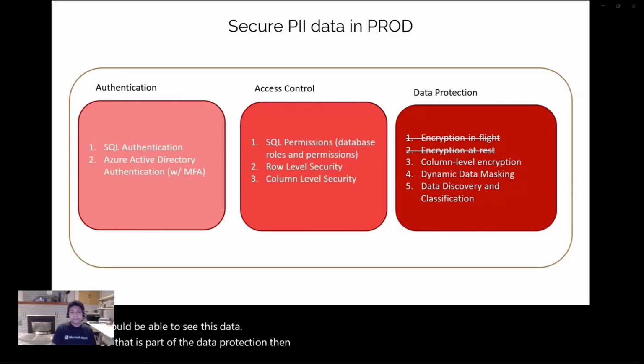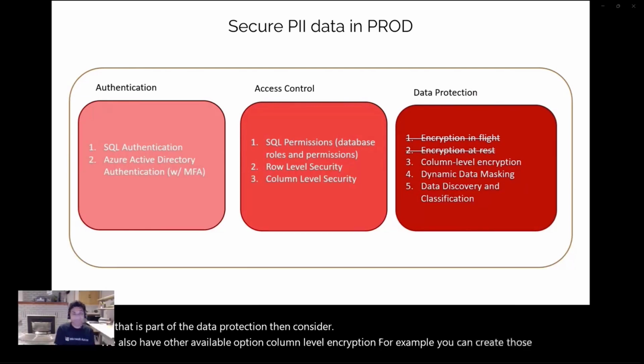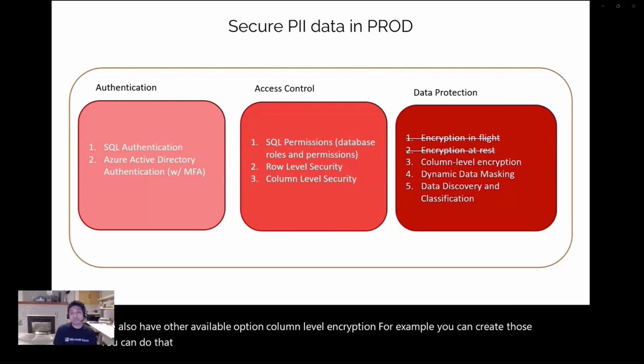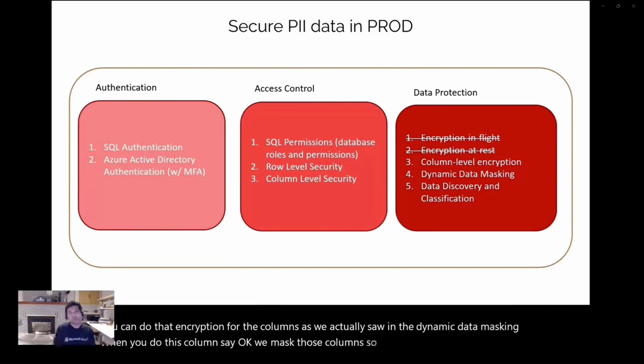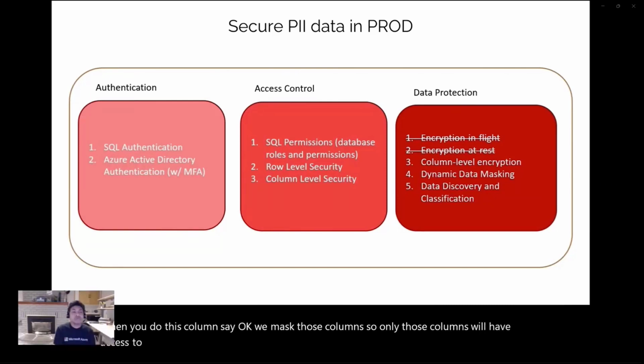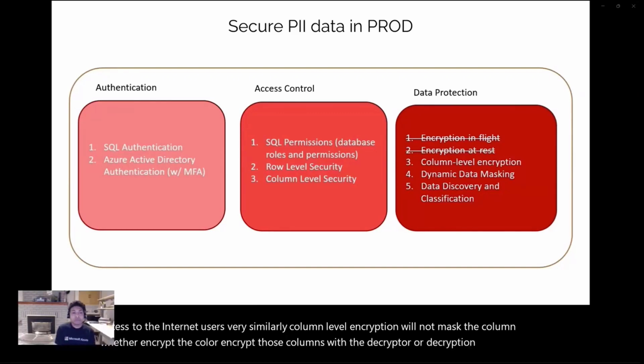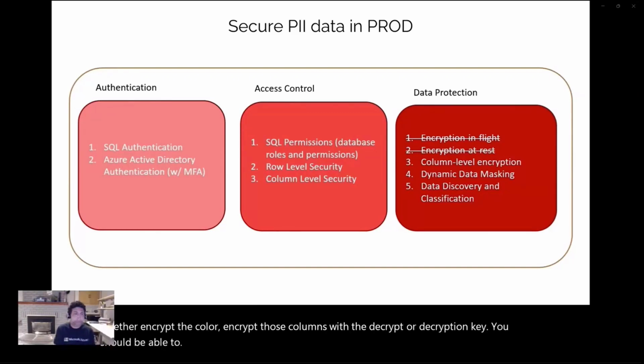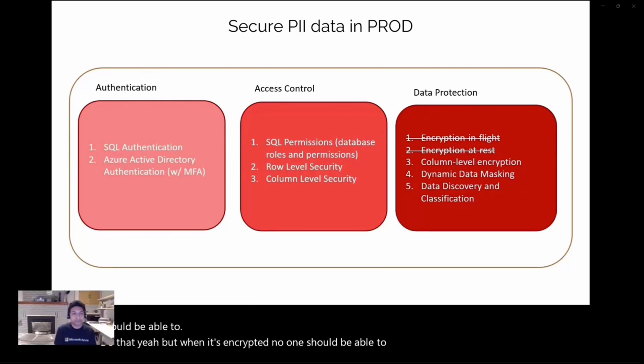Then we also have another available option, column level encryption. For example, you can do that encryption for the columns, as we actually saw in the dynamic data masking. When you mask those columns, only the intended users will have access. Very similarly, column level encryption will not mask the column, rather it encrypts the column. It means with the decryption key, you should be able to view the data. But when it's encrypted, no one should be able to see those encrypted columns.